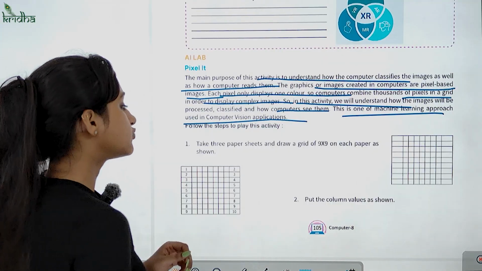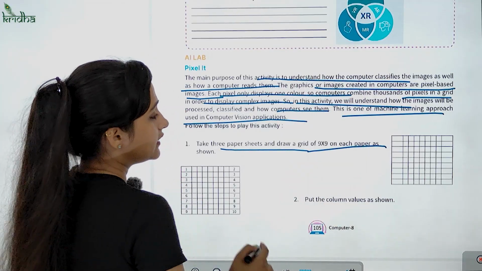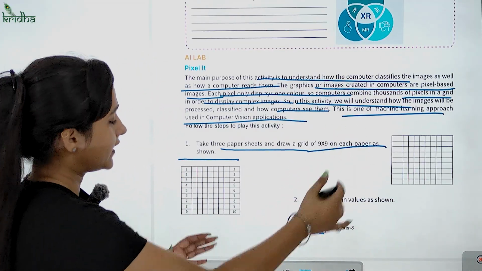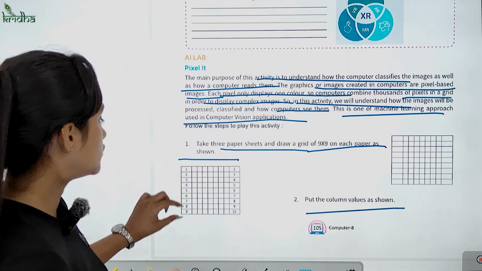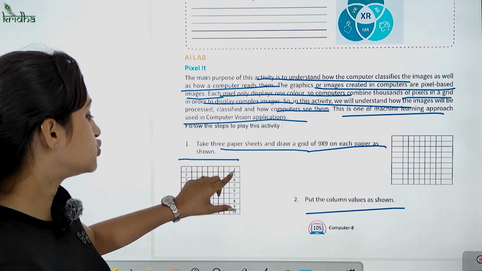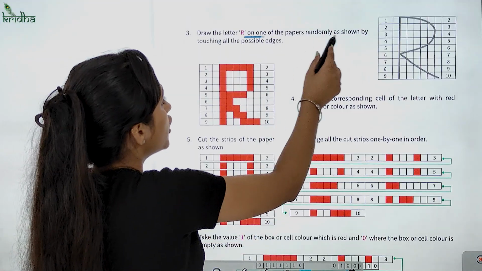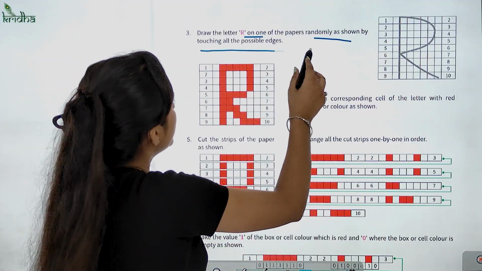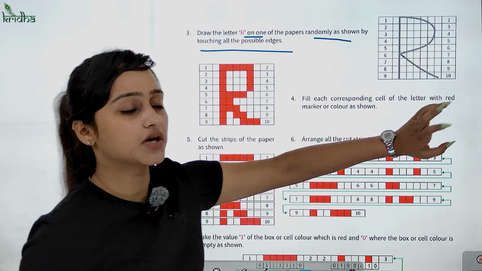So take 3 paper sheets, आपको 3 paper sheets लेनी है, draw करनी है grid 9 की each paper पे as shown like this. Put the column values as shown. Put column values डालनी है 1 to 3, 1 to 9 and 2 to 10. Then draw the letter R. R letter को draw करना है papers पे randomly as shown by touching all the possible edges. कि सारे possible edges को वो touch करे.